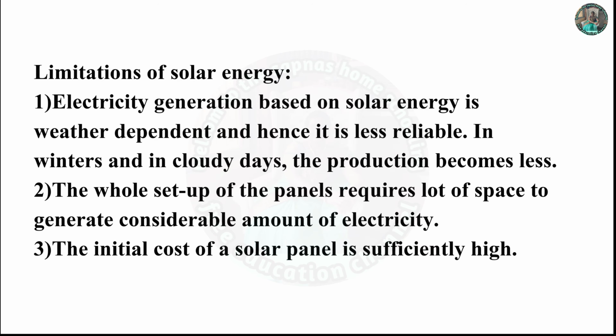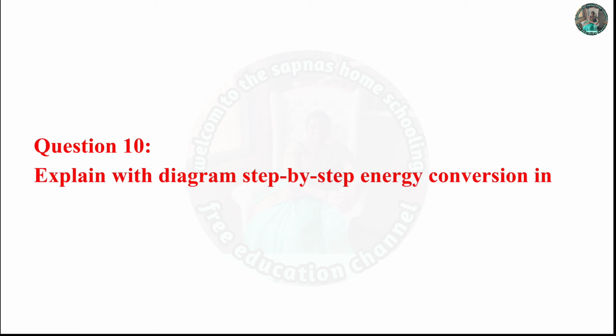Limitations of solar energy. Electricity generation based on solar energy is weather dependent and hence it is less reliable. In winters and on cloudy days, the production becomes less. The whole setup of the panels requires a lot of space to generate a considerable amount of electricity. The initial cost of a solar panel is sufficiently high.